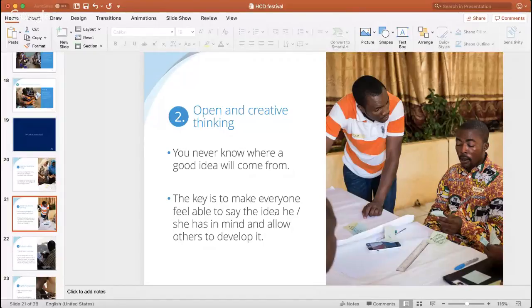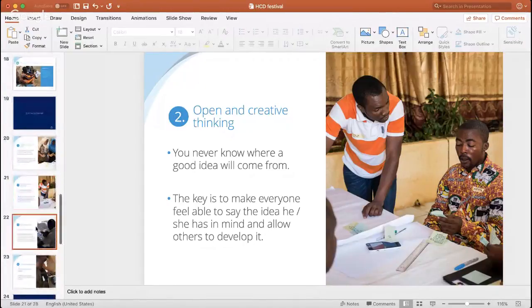And again, being able to think openly, to create solutions that are creative, or solutions that not necessarily are creative, but that can work and that can solve the issue that we're targeting, has been also very, very good.